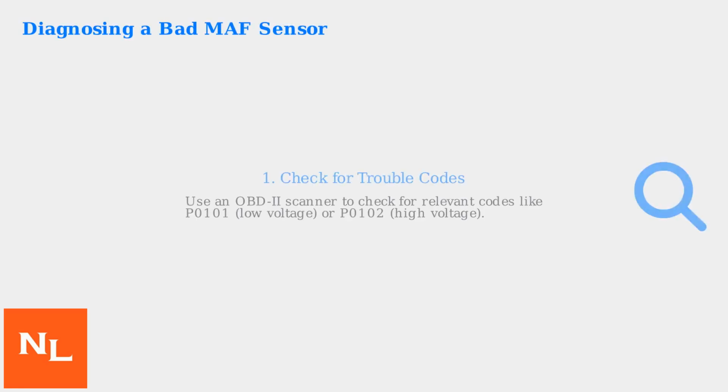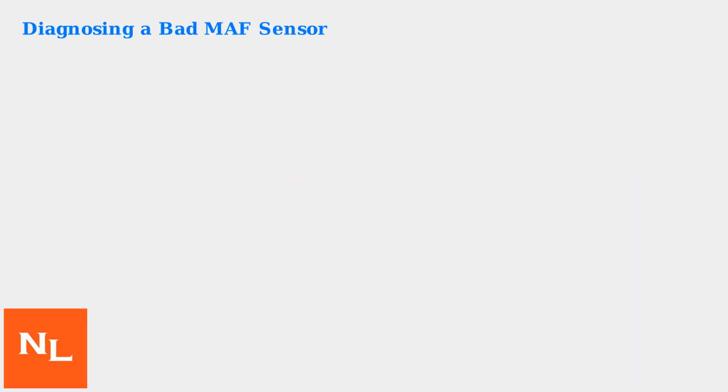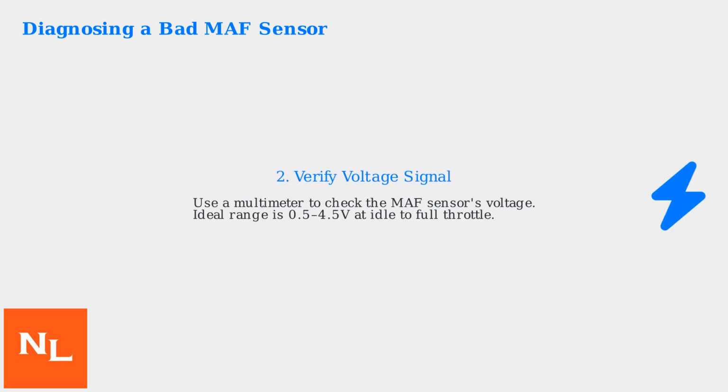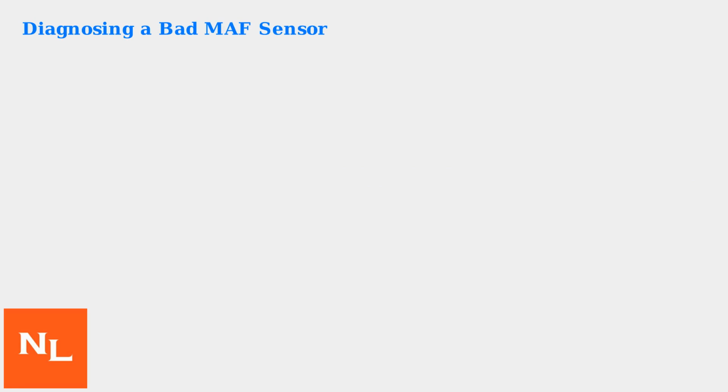Regular replacement of air filters helps prevent these failures. To diagnose a bad MAF sensor, start by checking for trouble codes using an OBD2 scanner. Common codes include P0101 for low voltage or P0102 for high voltage signals. Next, use a multimeter to verify the sensor's voltage signal. At idle, it should read around 0.5 volts, increasing to about 4.5 volts under full throttle.